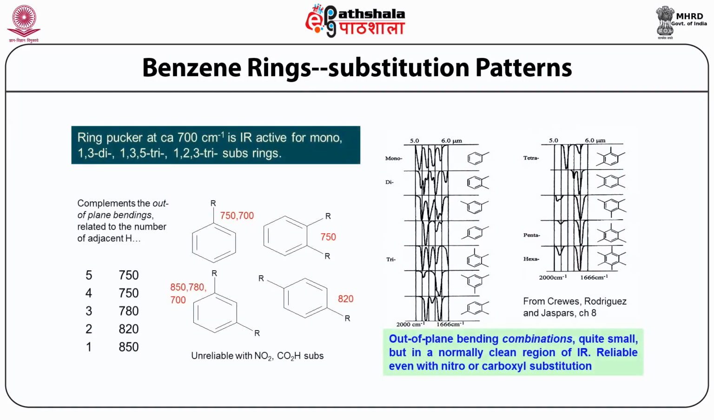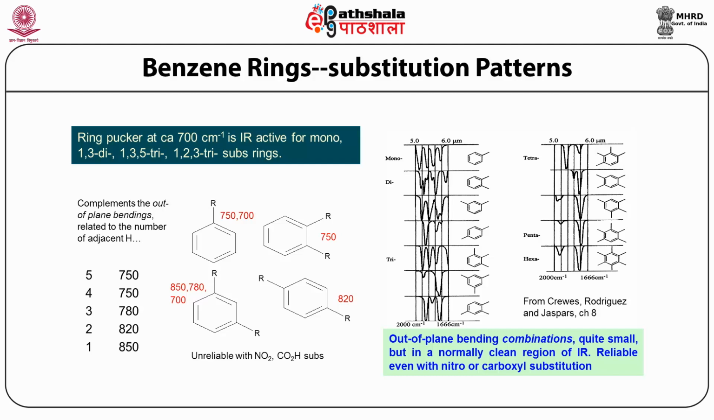We discuss the benzene ring substitution pattern. For example, if the benzene has one substitution, or attachment of an R group, it gives peaks at 750 and 700, but if it is a two substitution, it gives a band at 750. Similarly, if the substitution is shifted to the ortho, meta, or para position, it has different intensity and gives different frequencies. And this is the list of the frequencies observed for the different substitutions of benzene.